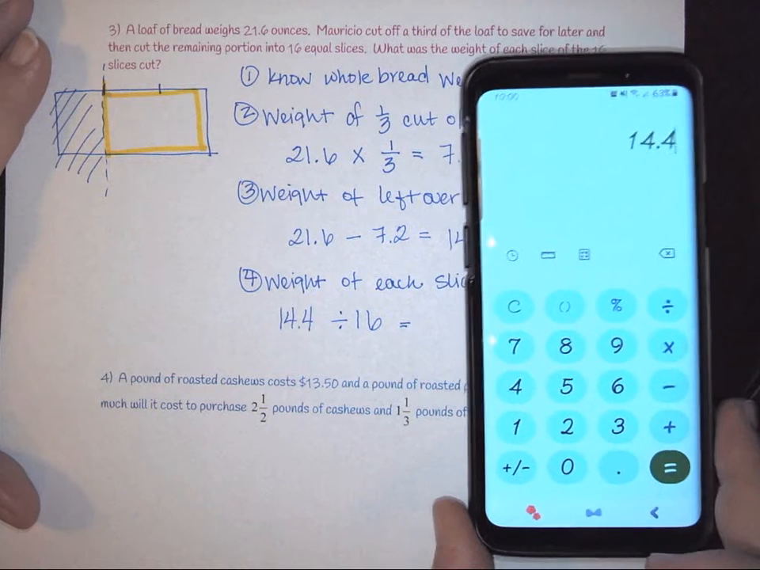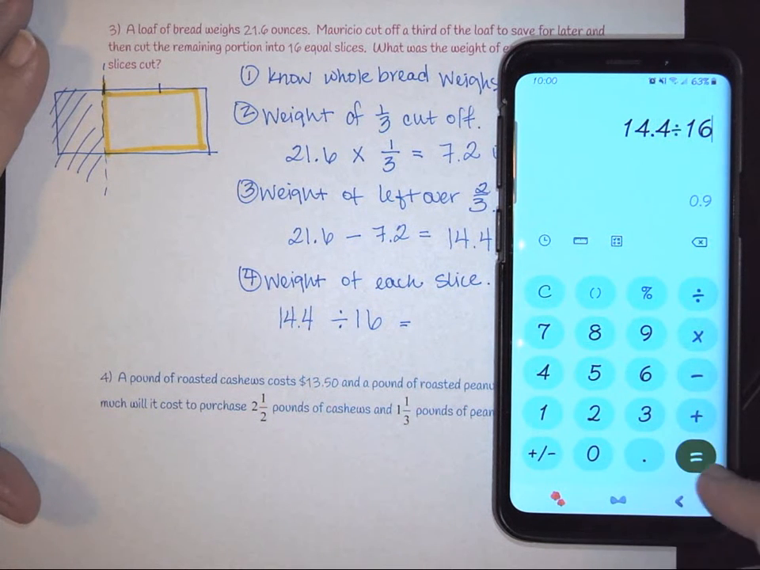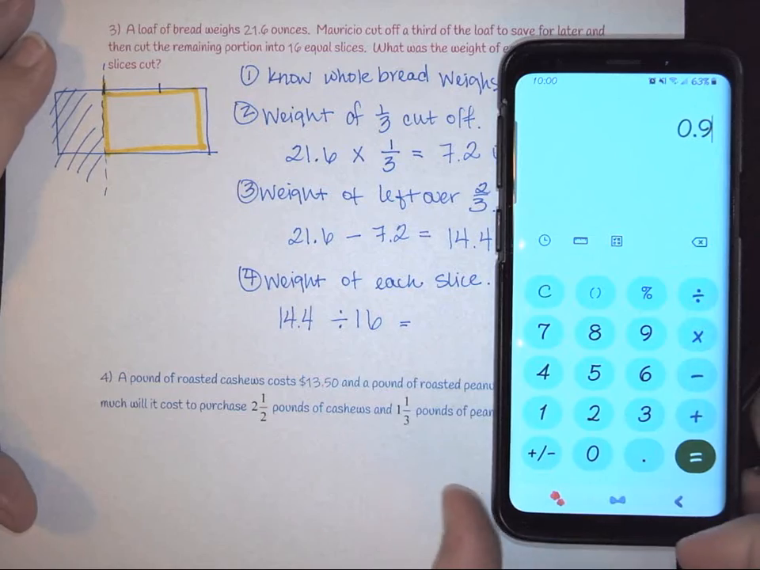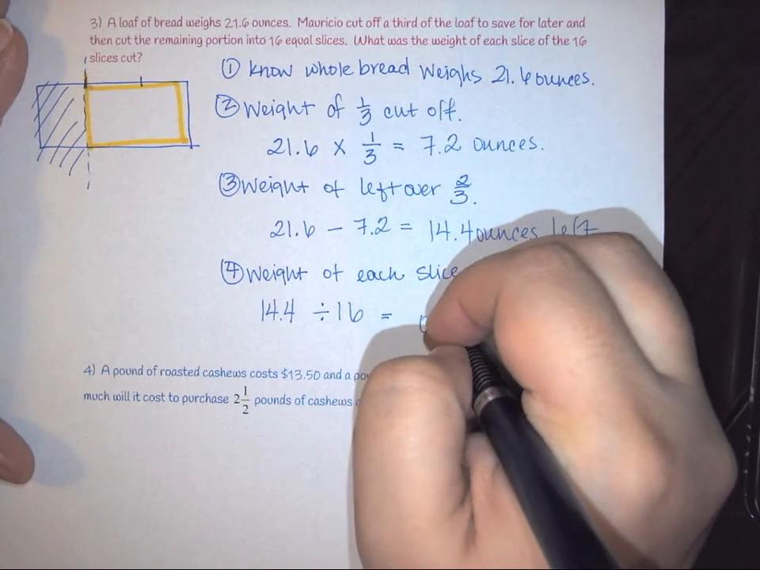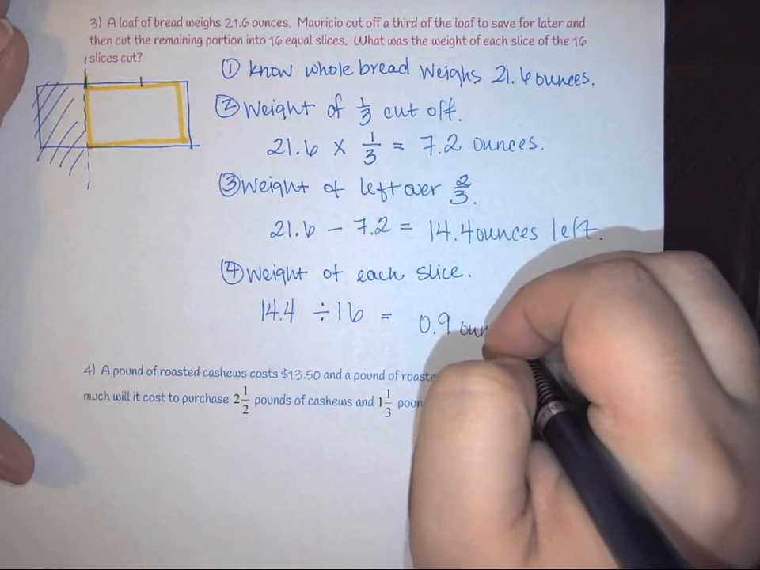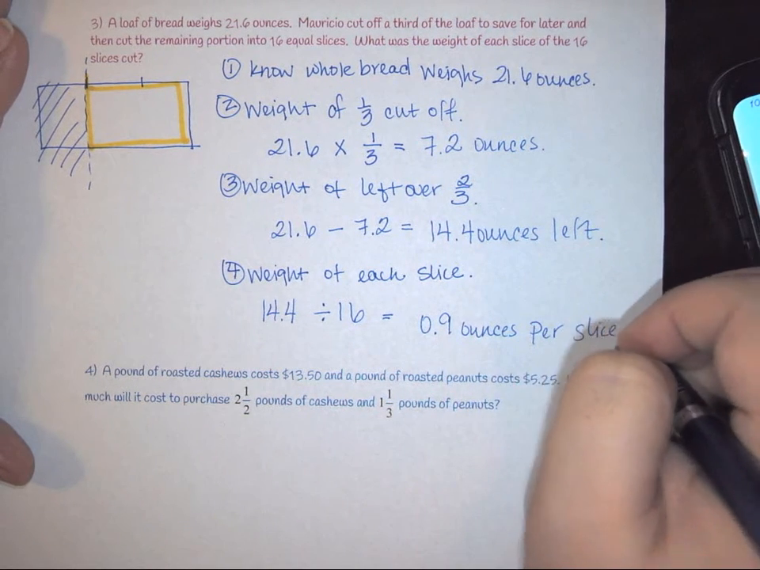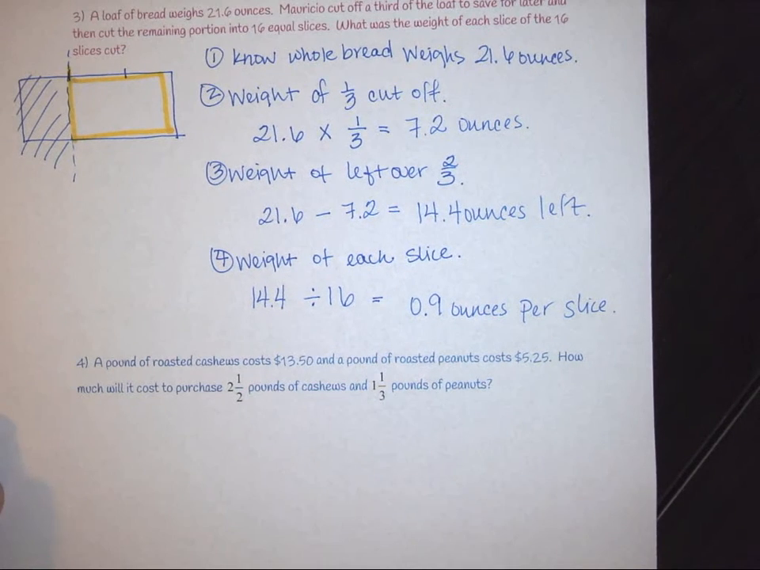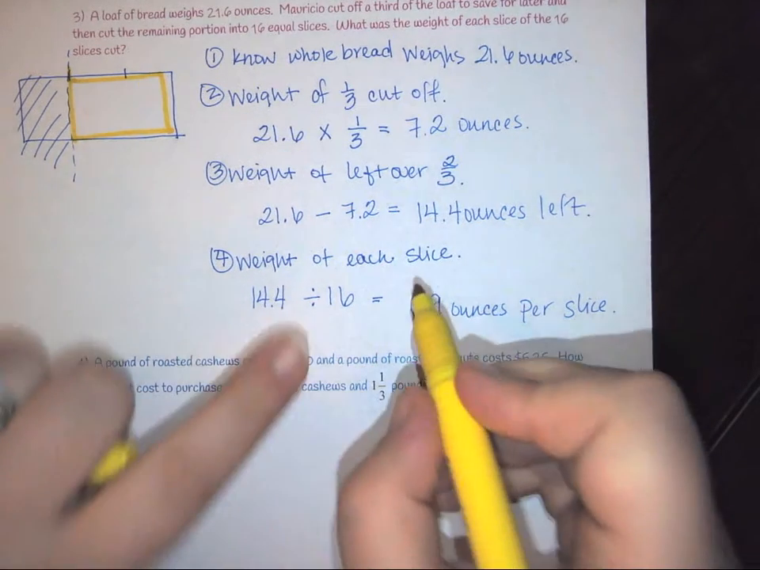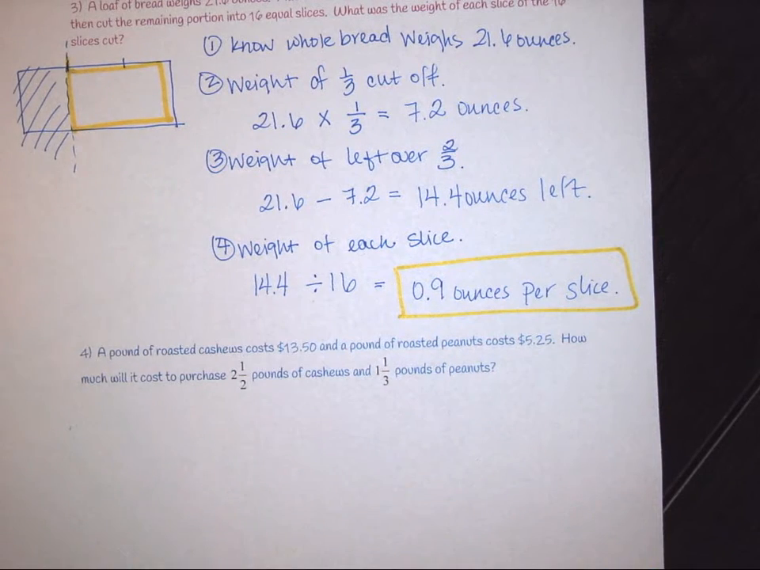So we're going to take that 14.4, divide it into 16 equal pieces, and we get 0.9 ounces. So we have 0.9 ounces per slice. Okay. And in terms of results, this was what we were looking for.